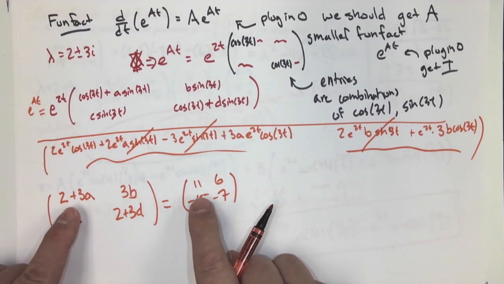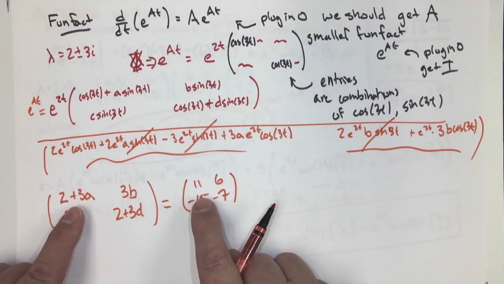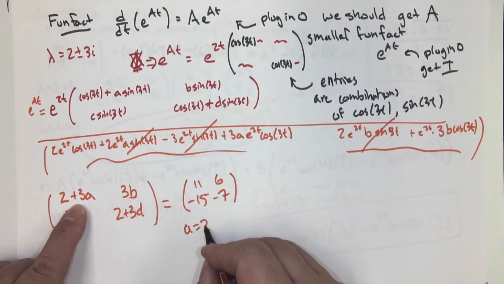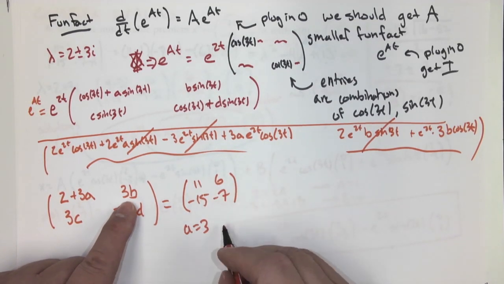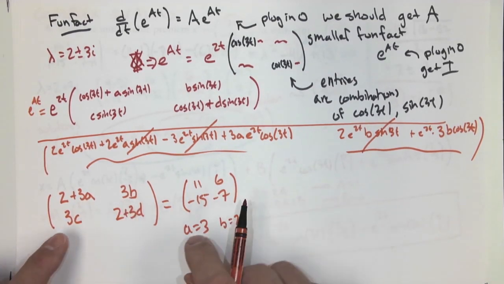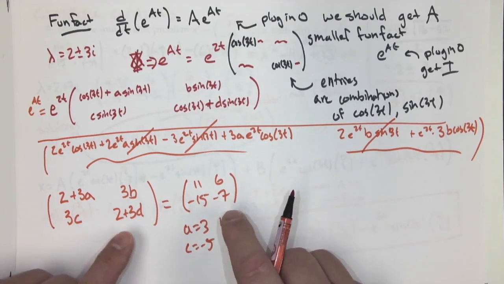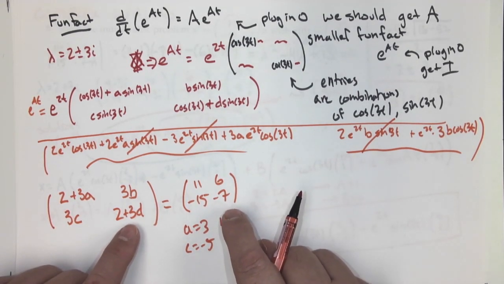Okay, what's a? 2 plus 3a equals 11, so a equals 3. 3b equals 6, so b is 2. 3c equals negative 15, so c is negative 5. 2 plus 3d equals negative 7. Oh, this one's a thinker.